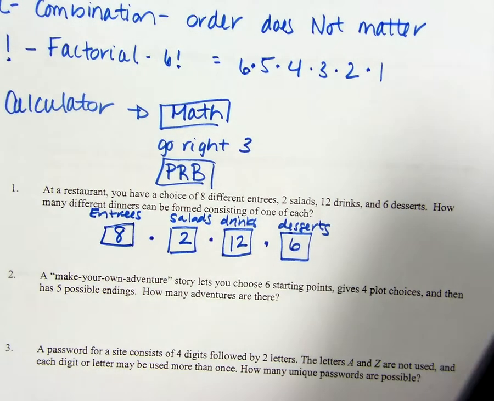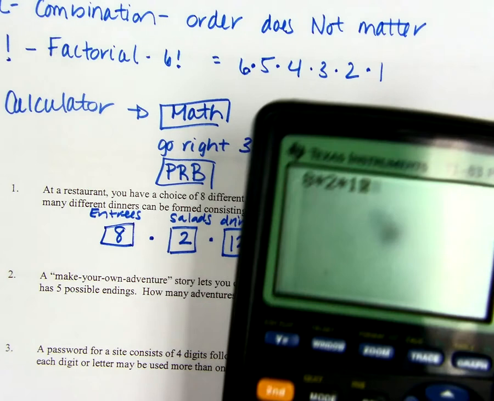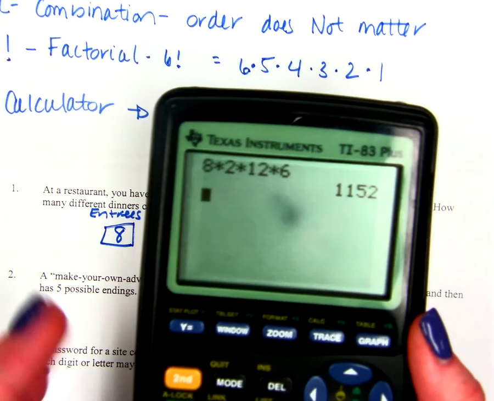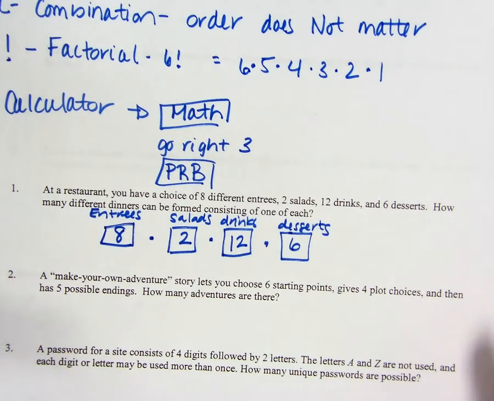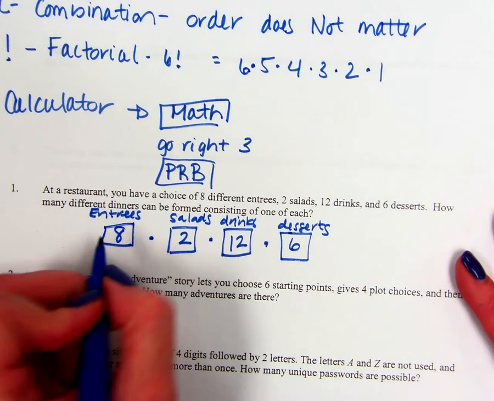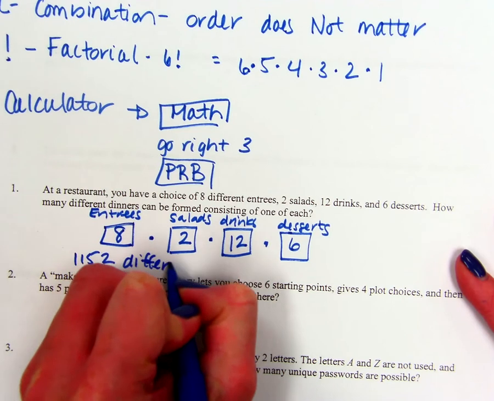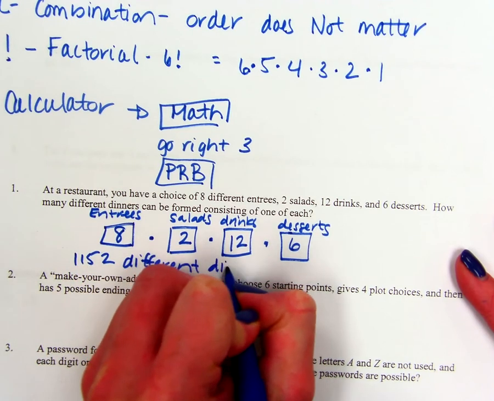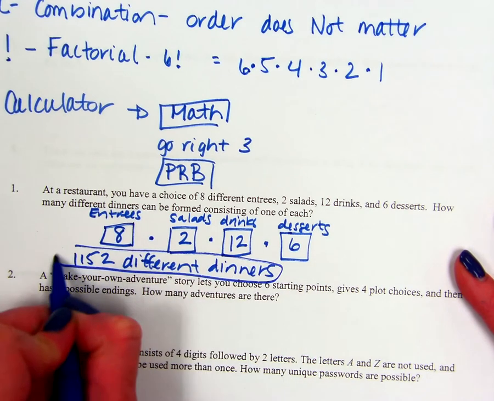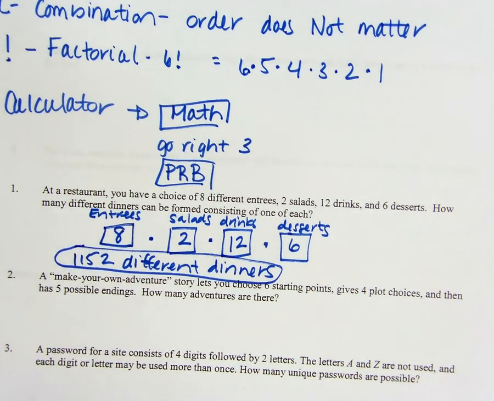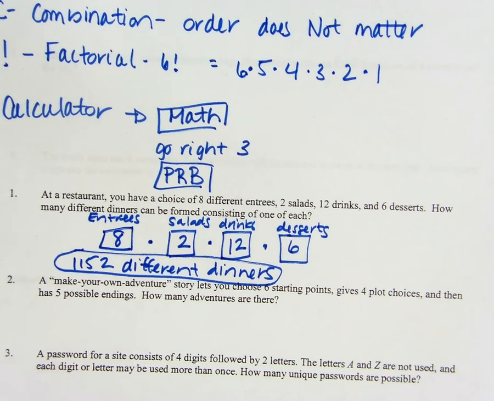So when I go ahead and put that into my calculator, I'll end up with 8 times 2 times 12 times 6. So I'll get a pretty good size number. So 1,152 different dinner options would be my answer. So that was the counting principle when I was just trying to look at how many different selections and categories I would have for my options there.